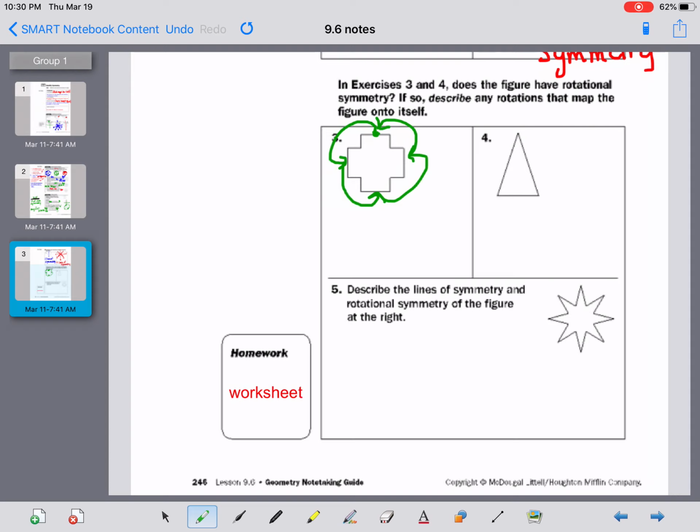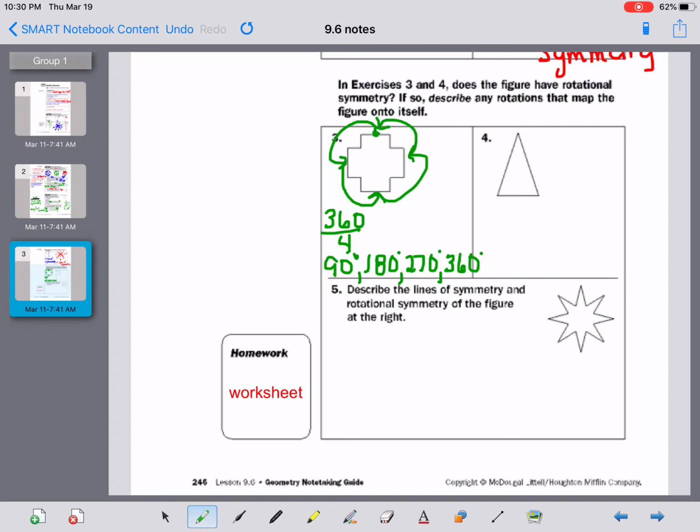I take my 360, which is a full turn, and I divide by my 4 turns. And it looks like I could have angles of 90. Add 90 again to that, and that's 180. Add 90 again for 270. And finally 90 again, and I get my 360. So I have to stop there.